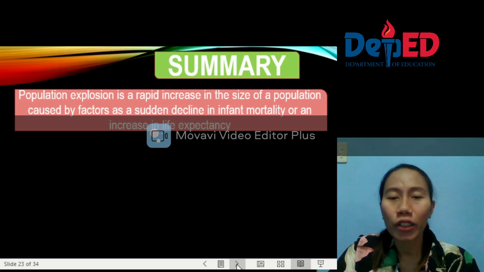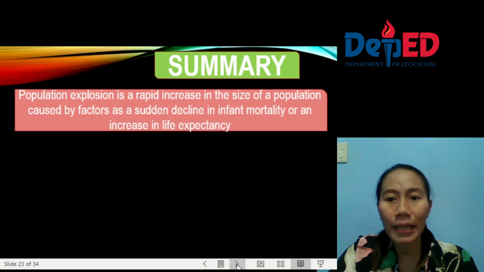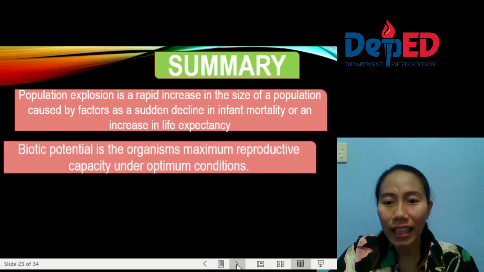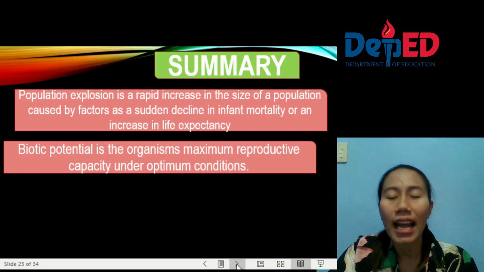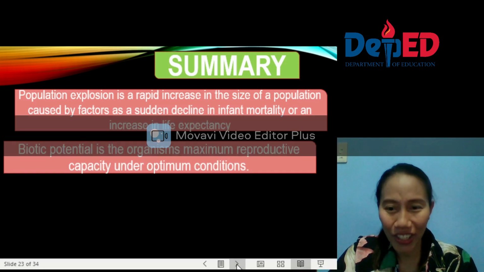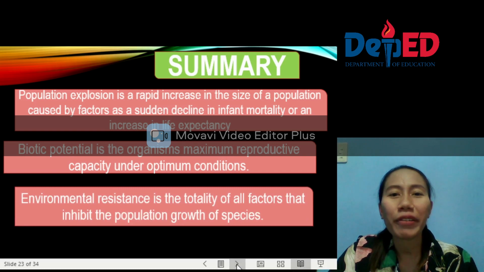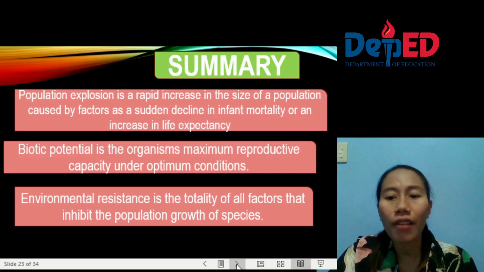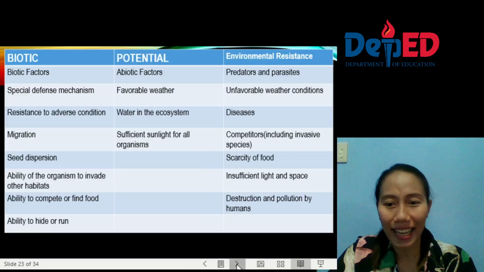Okay, to sum up, you have population explosion, a rapid increase in the size of population caused by factors such as a sudden decline in infant mortality or an increase in life expectancy. Biotic potential is the organism's maximum reproductive capacity under optimum conditions. And environmental resistance is the totality of all factors that inhibit the population growth of species. Very good, learners, if you were able to get the idea.